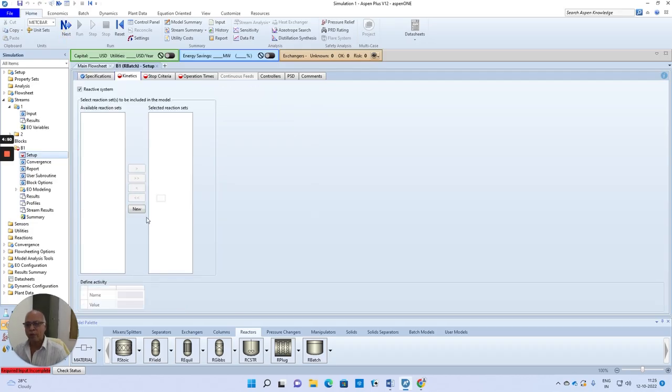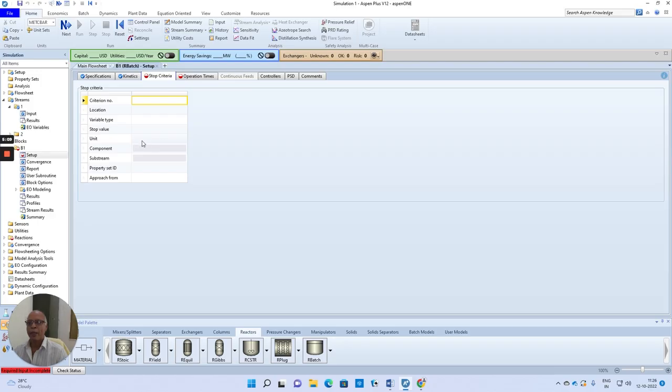Now we have not specified any reaction, so press new. By default it names it R1, and I am selecting a general model to represent the kinetics for this reaction. So we will define the kinetics and other information slightly later. So let us go ahead.